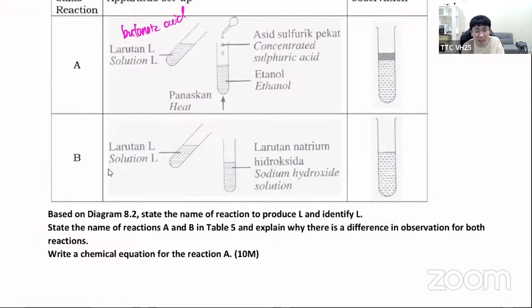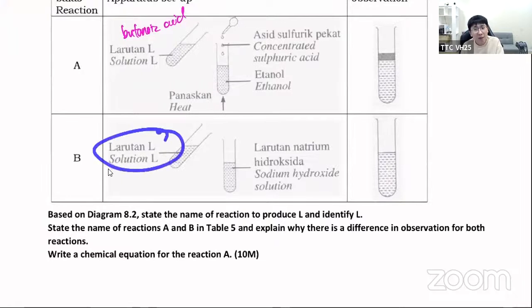Okay, so yes, guys, A is supposed to be esterification. Then what is B? B is acid plus alkaline. Guys, acid alkaline, what do you call it? Easiest thing ever, man. Acid alkaline, neutralization. Okay, you get 2 over 10 already.